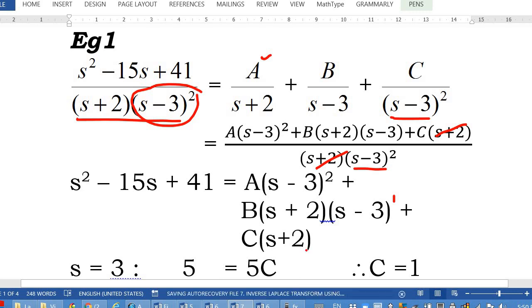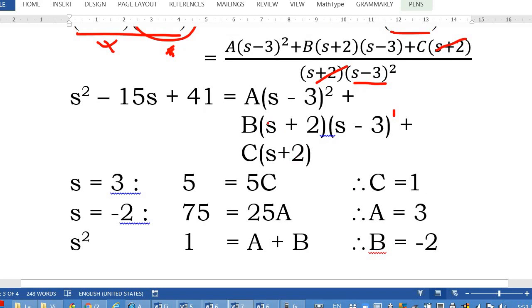I repeat one more time. For a, you have s plus 2, so you need to multiply by s minus 3 squared. For b, you have s minus 3 power 1 already, left one more term, and you don't have s plus 2, so you need to multiply by s plus 2. For c, you need to multiply by s plus 2. After that, notice, for the first linear term s minus 3, we'll let s equal to 3.